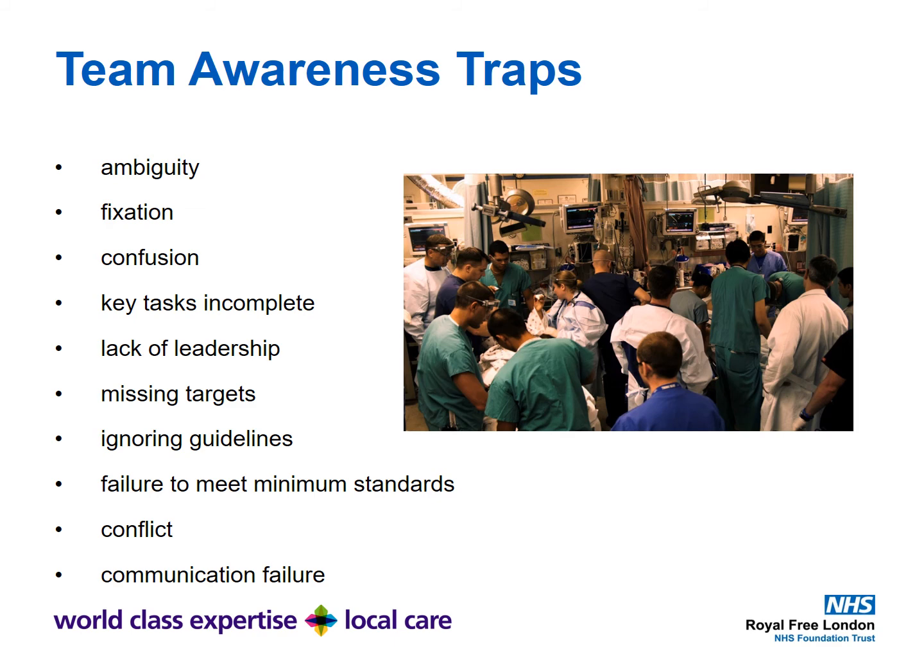Team awareness traps, if we have another look at this picture, are ambiguity. So is there ambiguity in what it is that the team is doing? Is there a fixation on something, like putting in a chest drain but ignoring the fact that the patient has an increasingly distended abdomen? Have we put a cannula in? Is the patient on oxygen? Is the attending physician there, and are they leading the team? What are we missing? Is it that we are missing to improve the patient's blood pressure or Hb in anaemia? Is everyone in appropriate PPE?